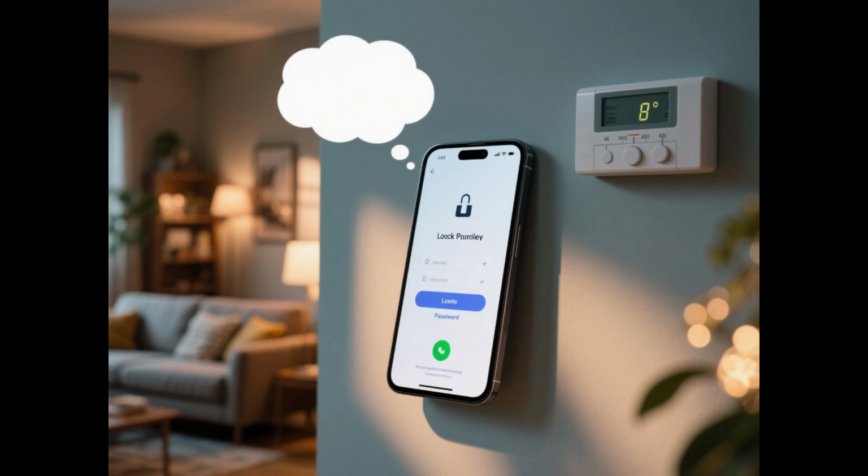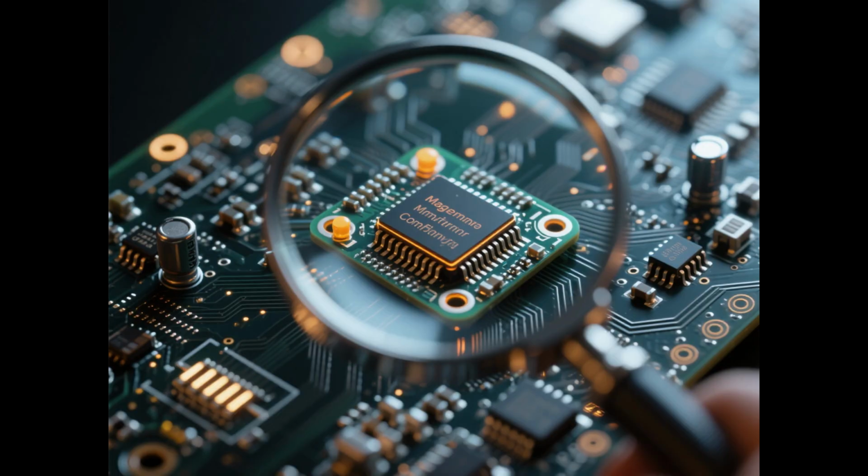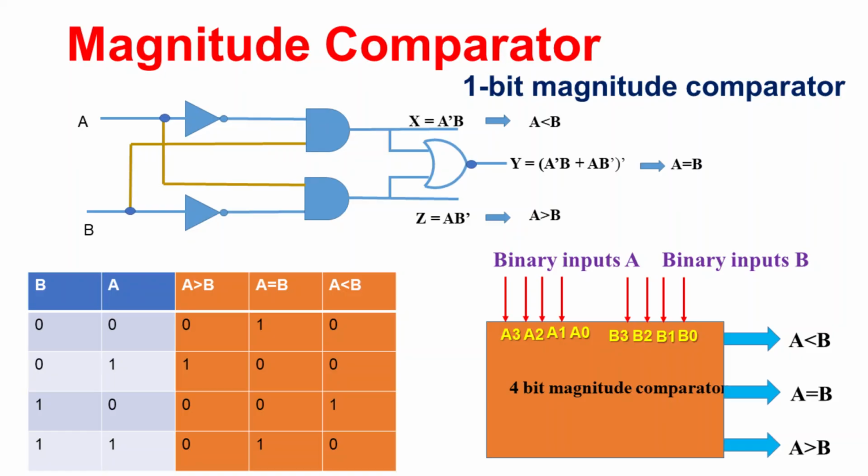You ever wondered how your phone knows if your password is correct, or how a thermostat decides if it's hotter or colder than your set temperature? A lot of it comes down to a clever little circuit called a magnitude comparator.